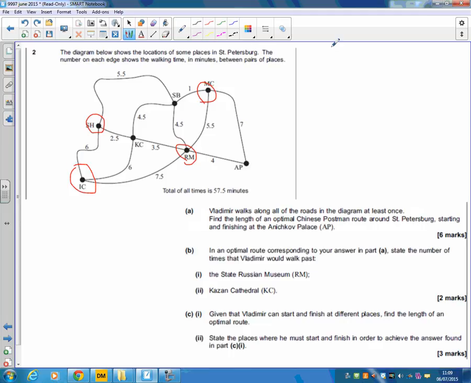Then we want our possible pairings. It's a bit of a pain this because there's 2 letters for each one, and you have to write all of the 2 letters. So we've got SH, IC.